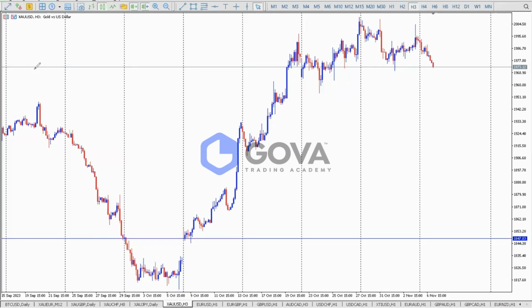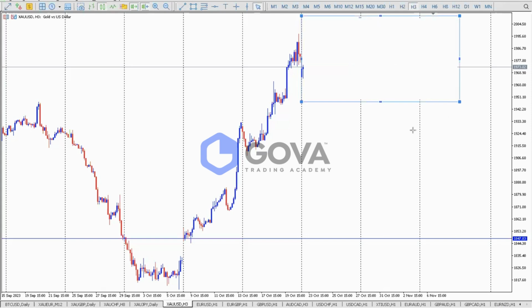Let us assume that as at the time of the analysis, this area has not happened yet. So what alignments do we have? The alignment we currently have is a buy alignment.